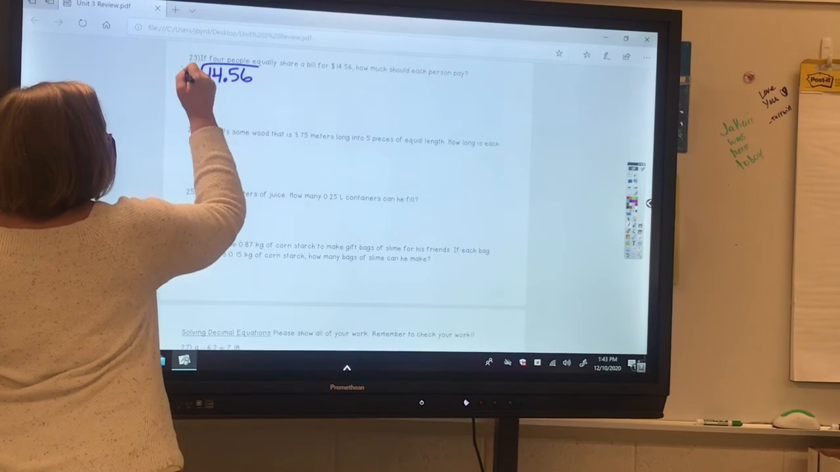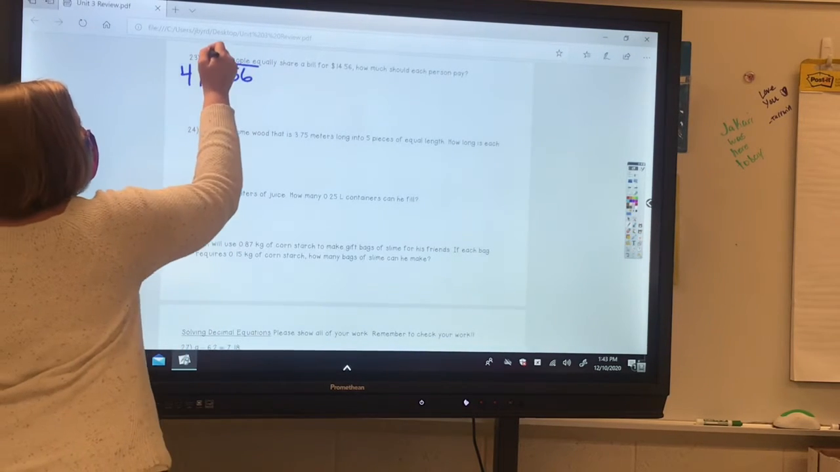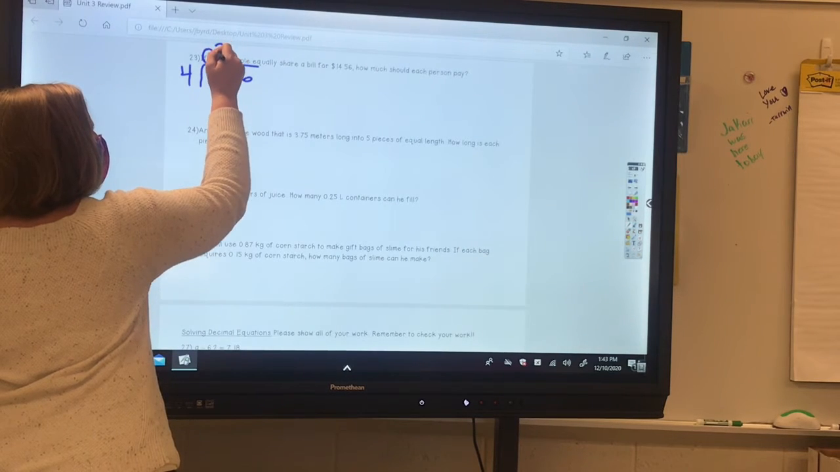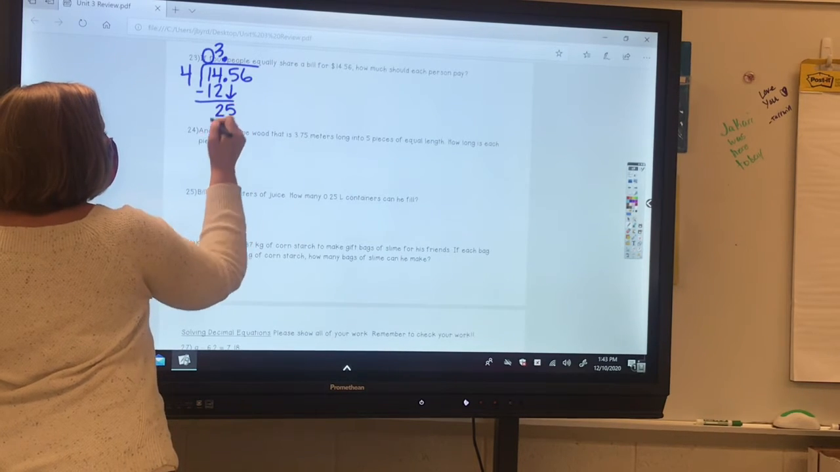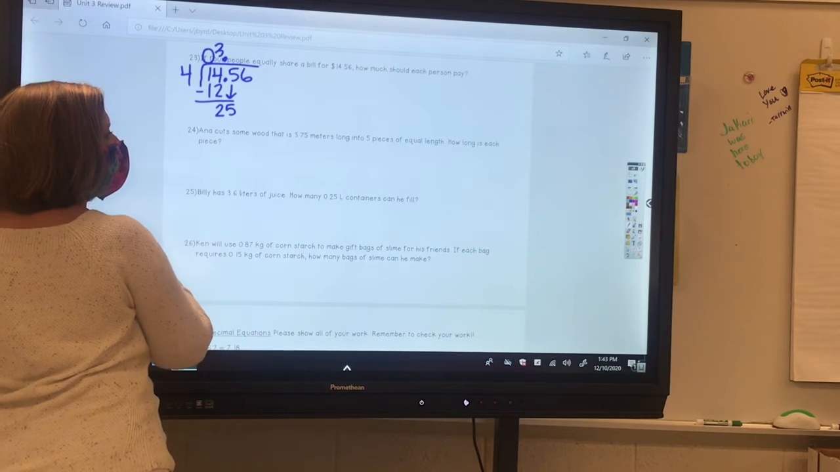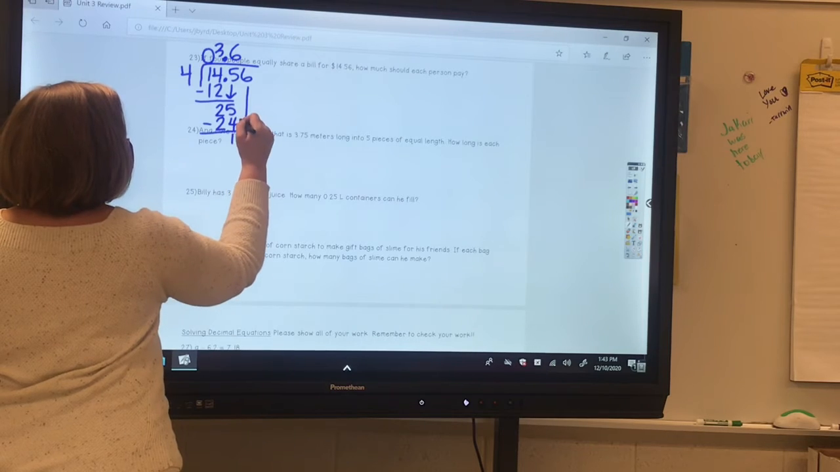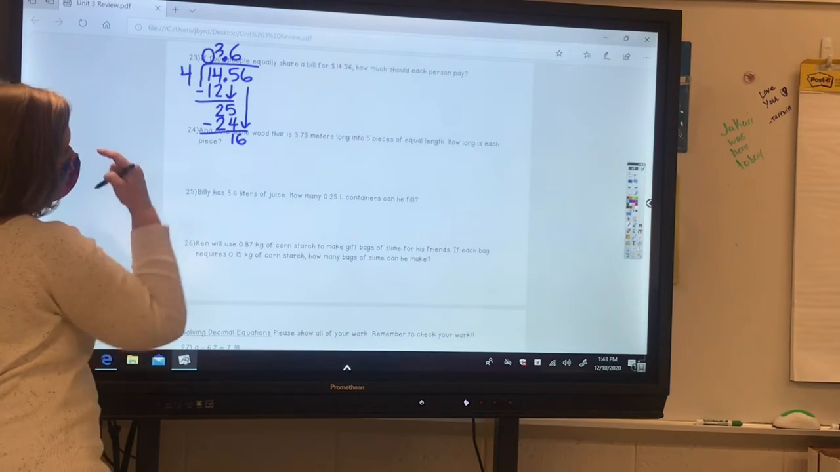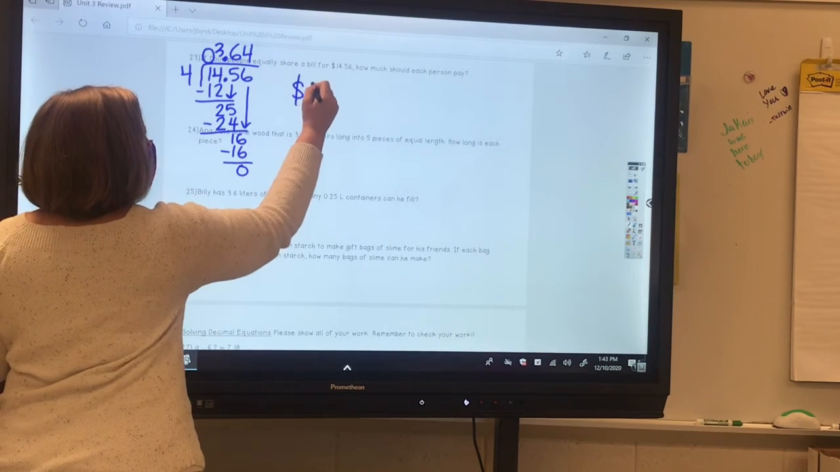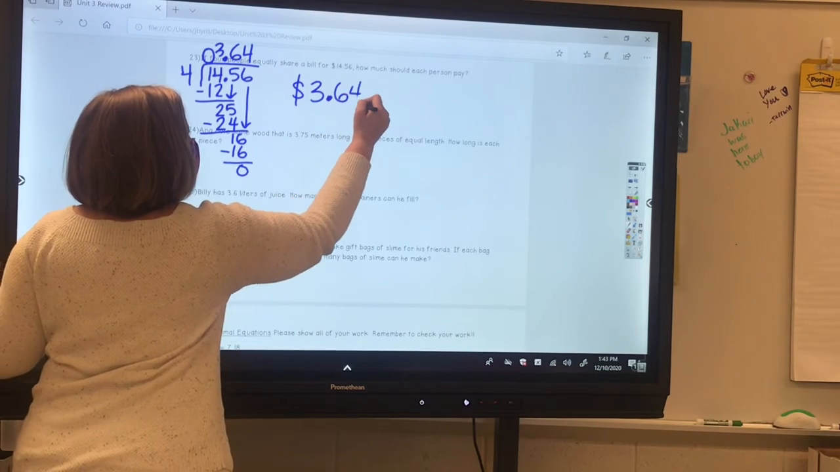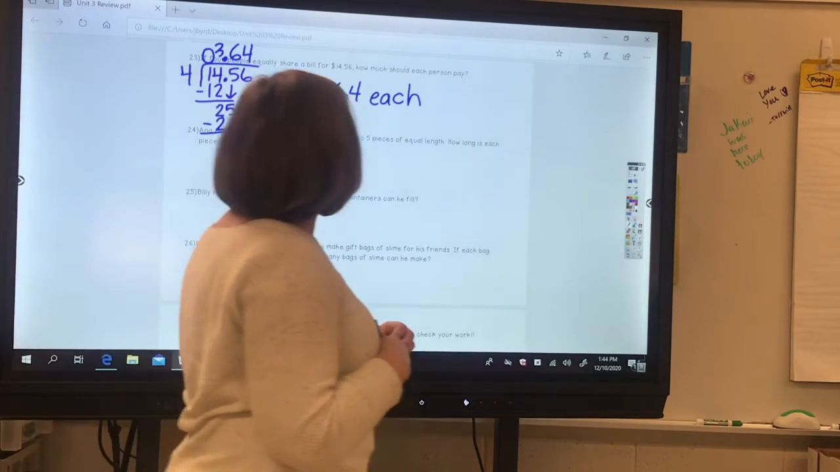$14.56 divided by 4. How many times will 4 go into 14? 3, 3 times 4 is 12. How many times will 4 go into 25? 6, 6 times 4 is 24. How many times will 4 go into 16? 4, 4 times 4 is 16. So how much does each person have to pay? $3.64.